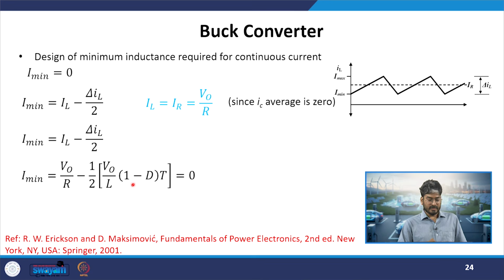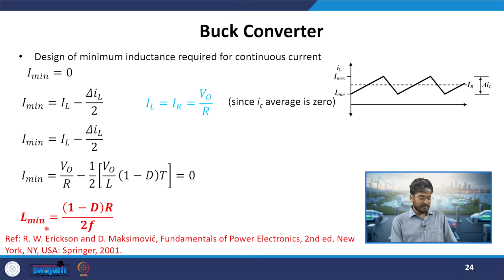So, we can use any one of these. Here we have used the off-state delta IL value. Now if you see V naught by R minus half into V naught by L into T is equal to 0. So, this is my value of inductor minimum current in terms of my voltages. If I solve this equation, I will find that L minimum will be given by (1 minus D) into R by 2F.